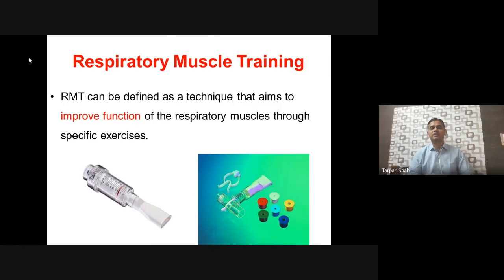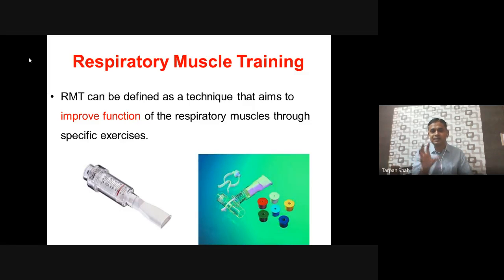Okay, with this image, you can have a look at the respiratory muscle trainer device. Respiratory muscle training can be defined as a technique that aims to improve the functions of the respiratory muscles through specific exercises. Now, these devices are available in 2 different varieties. In this image, you can see the device which is available with different diameters.